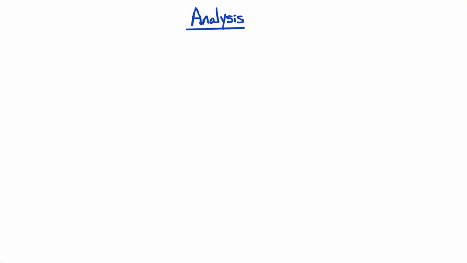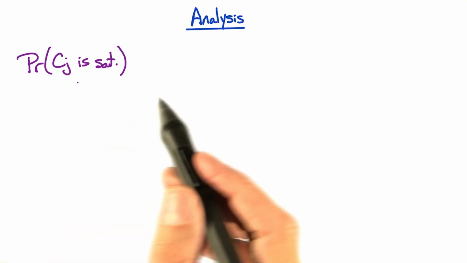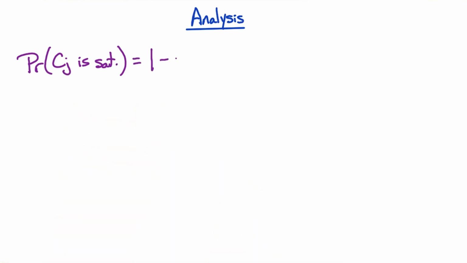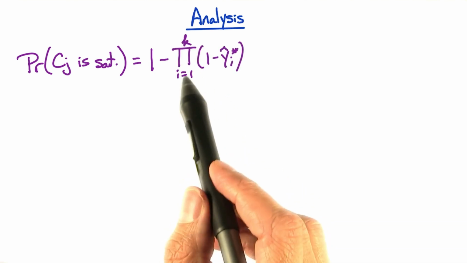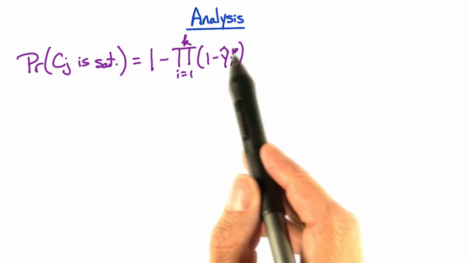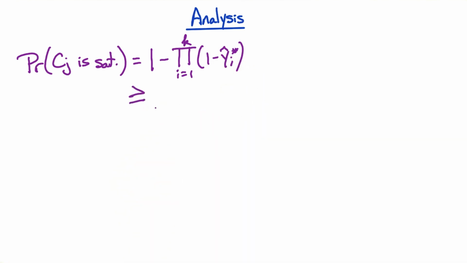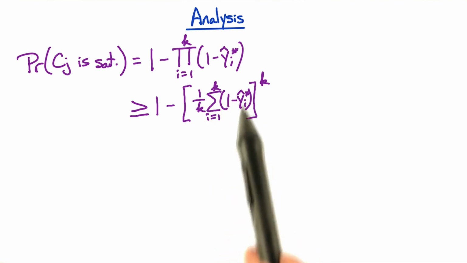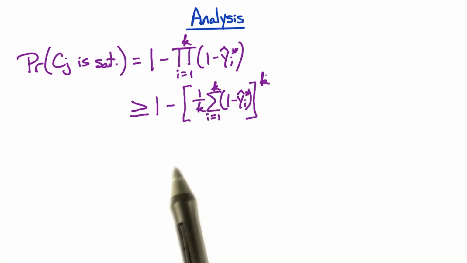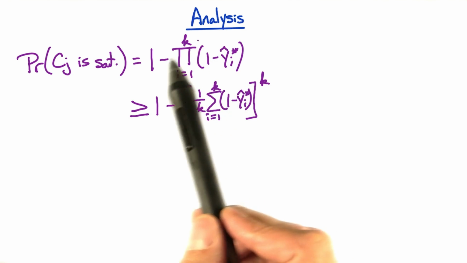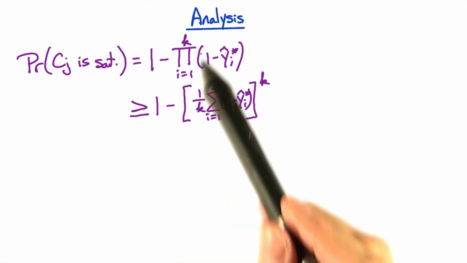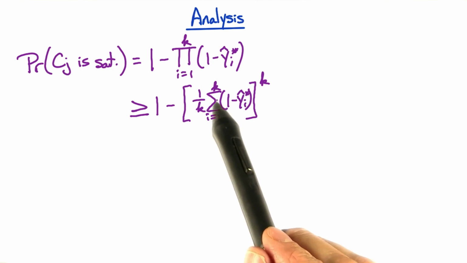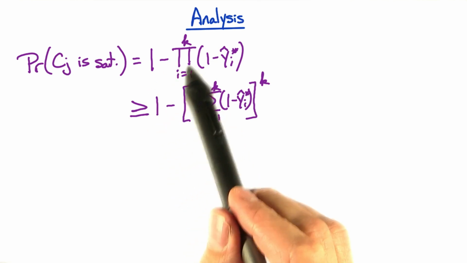Going back to our analysis from earlier, we're looking at the probability that this jth clause is satisfied. This equals 1 minus the probability it's unsatisfied, which is the product over i from 1 to k of 1 minus yi hat star. Now we can apply the arithmetic mean, geometric mean inequality. The arithmetic mean is 1 over k times the sum of i going from 1 to k of 1 minus yi hat star. And then we're raising it to the kth power, since we dropped the kth root of the geometric mean. Now the inequality said that the geometric mean is at most the arithmetic mean, but we're doing the negative of this, so we get that it's at least.